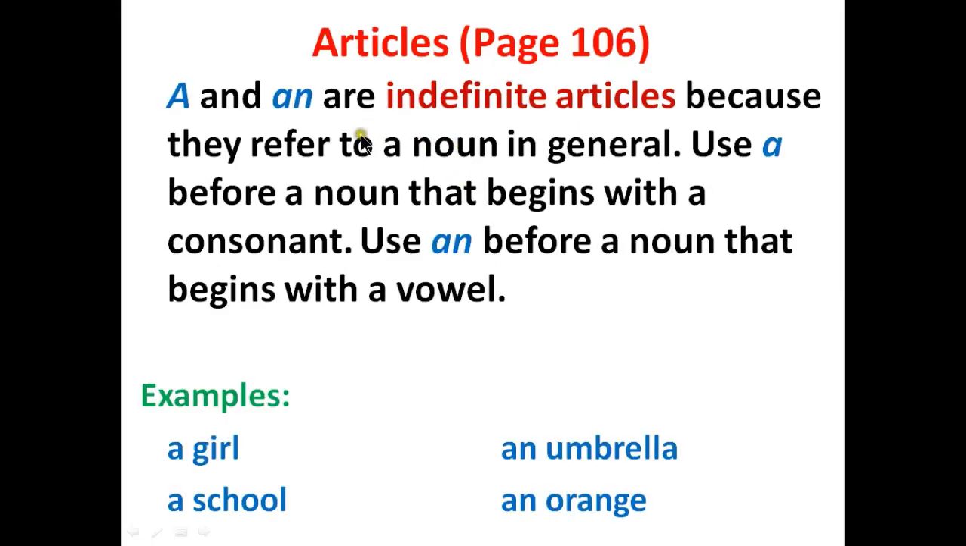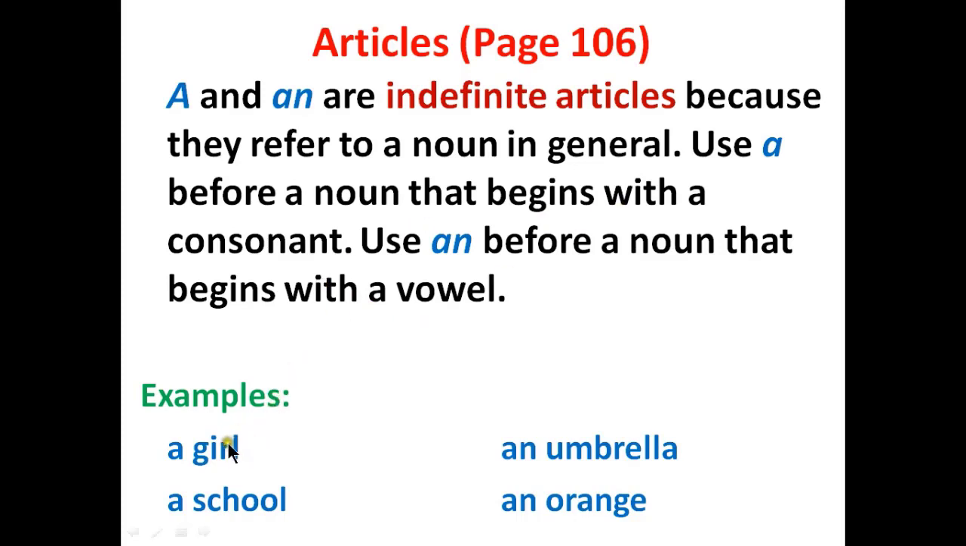Now here is more explanation about articles. A and an. I will repeat. A and an are indefinite articles because they refer to a noun in general. Use a before a noun that begins with a consonant. Use an before a noun that begins with a vowel. As you know, in our English language, we have 26 alphabets. Out of those 26 alphabets, 5 are called vowels, while the remaining are consonants.